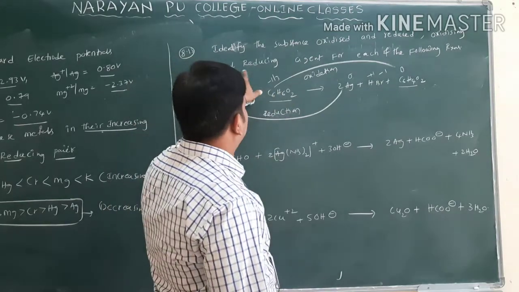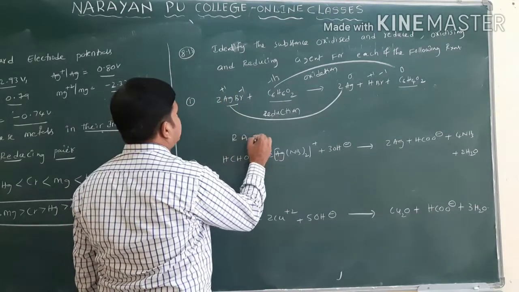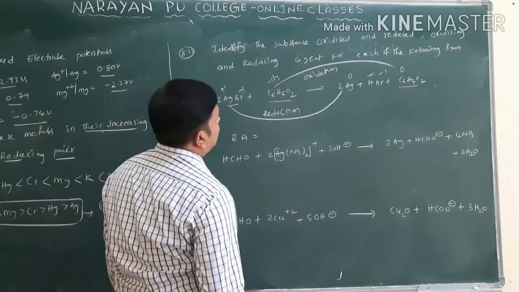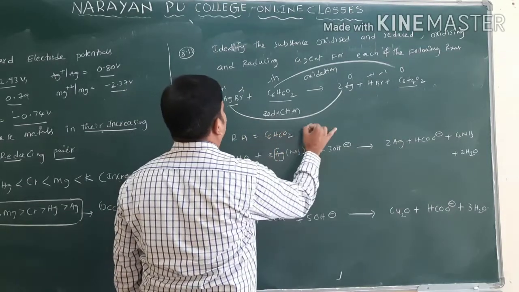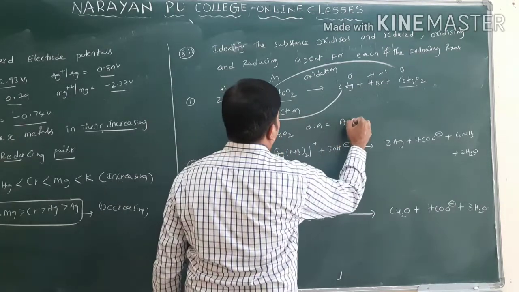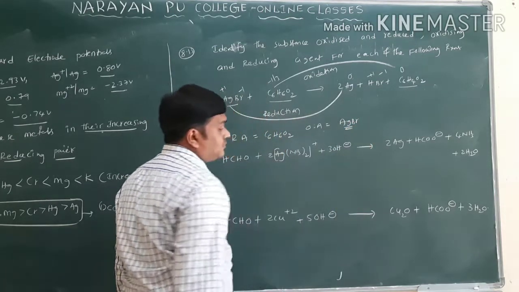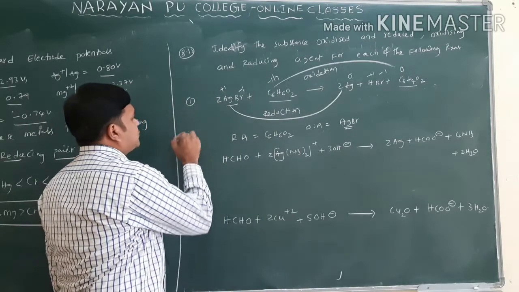Then they ask for the oxidizing agent and reducing agent. The reducing agent is the one which undergoes oxidation, that is C6H6O2. The oxidizing agent is the one which undergoes reduction, that you can write as AgBr. Come to the next question. This is the answer for the first question.